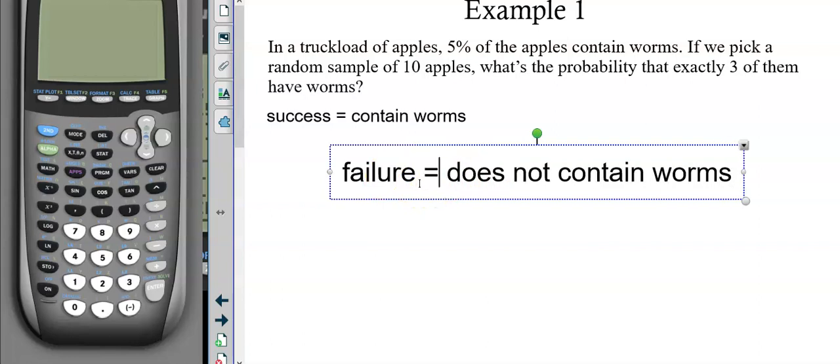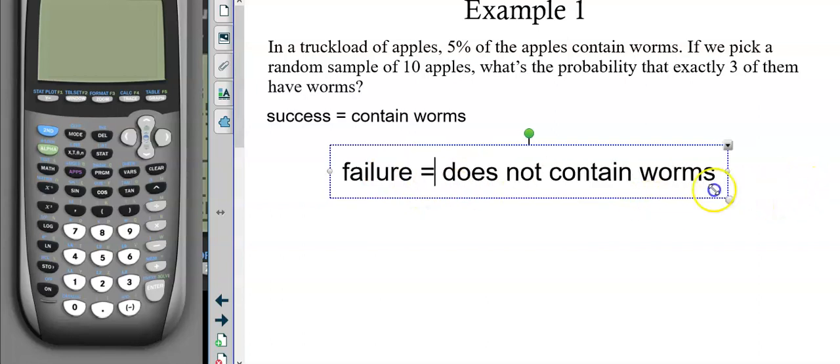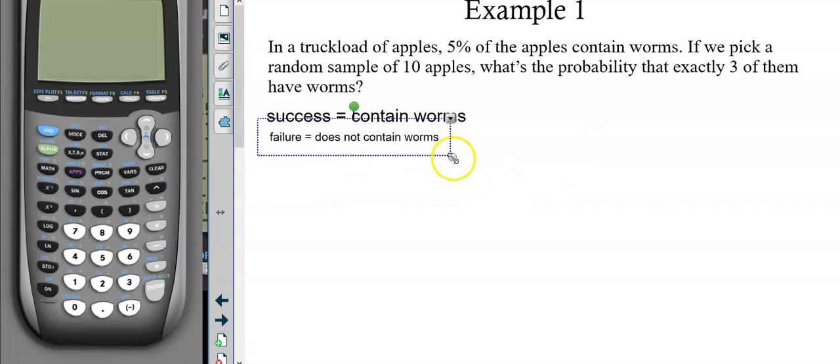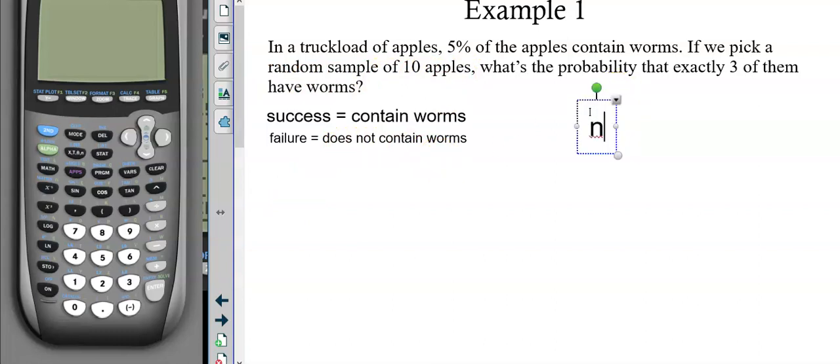All right, so we got that. Success and failure. With that, if that's the part that's success here, we should be able to see how many trials there are. There are 10 apples in all. We pick a random sample of 10 apples. So that means our trials, which is our n, is 10. So step 2 is satisfied.